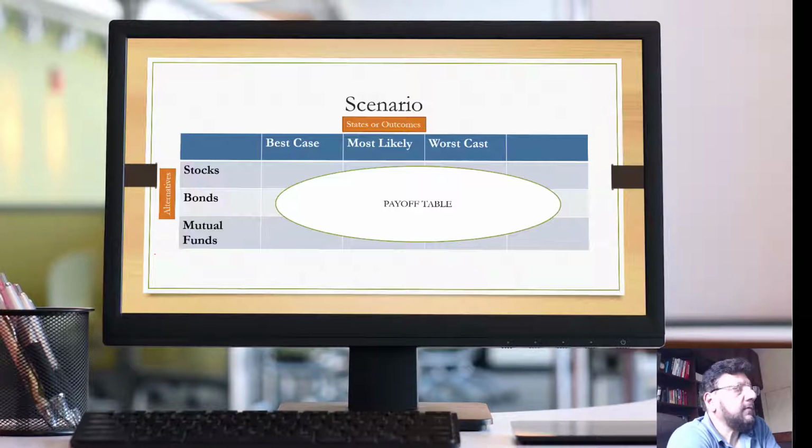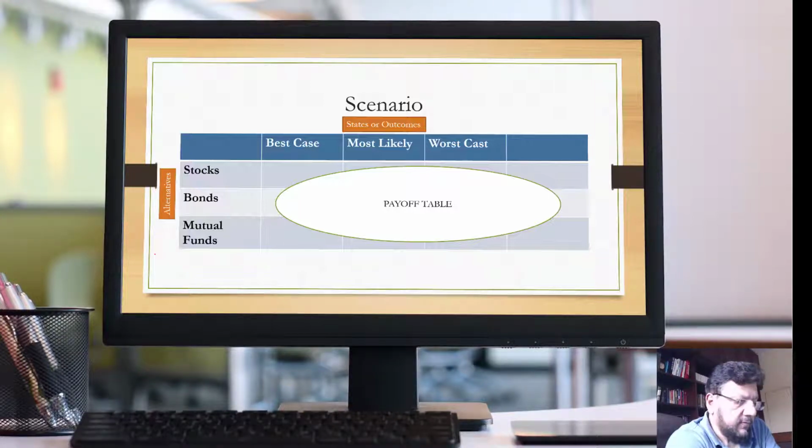So here, let's say we do an example where we have three alternates. We have stocks, bonds, and mutual funds. But we don't really know what the market is going to do. So it is possible that the market could do very well, or it could be a normal market, or it could be a declining market. In each case, the returns would be different.